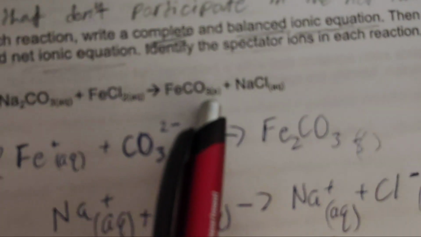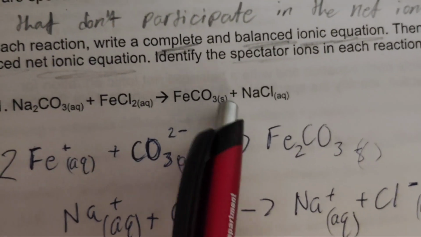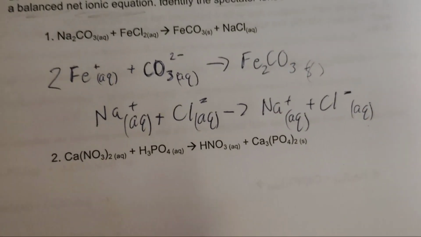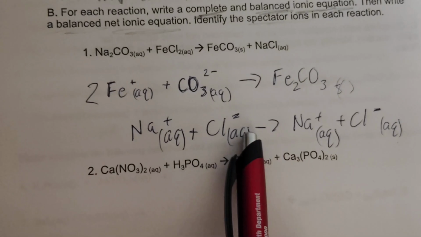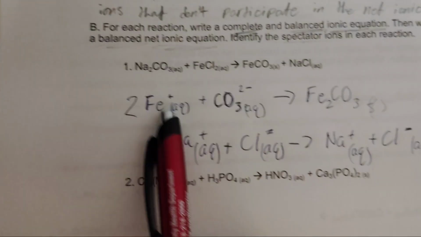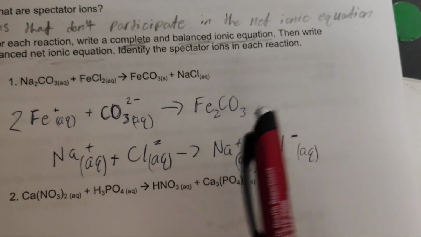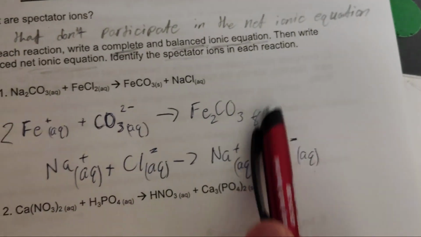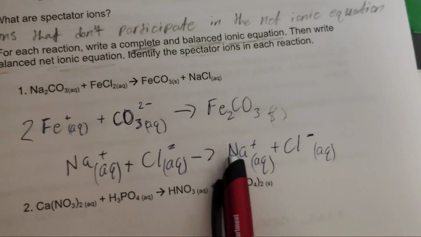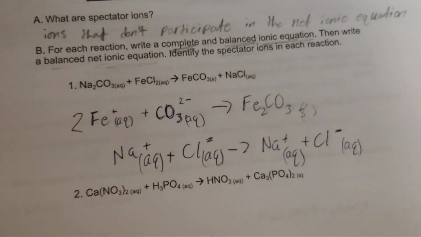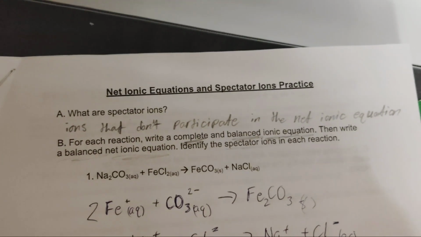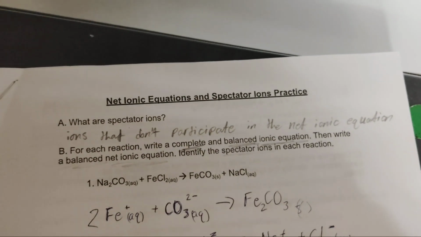Unlike this one right here, which is a solid, which stays together. So in the overall net ionic equation, these would all be separated on the reactant side, but then when we get onto the other side, it'd be this one put together, but these two separated still. So I hope this one helps for the net ionic and spectator ions practice.